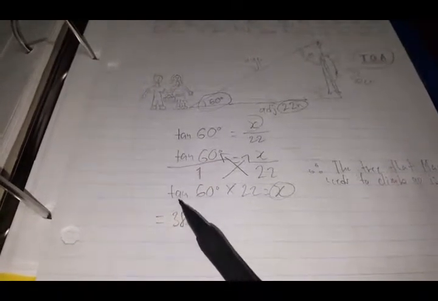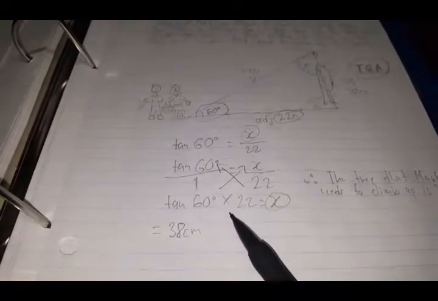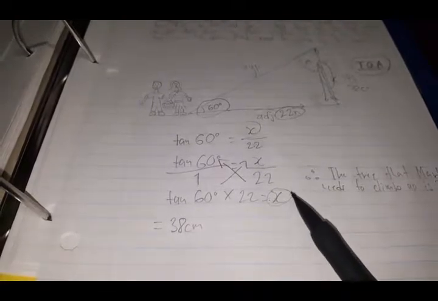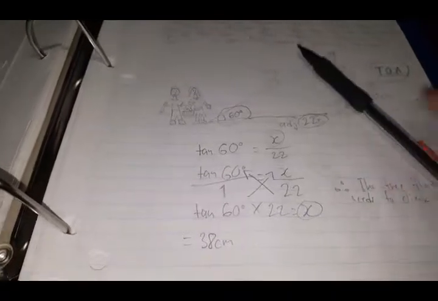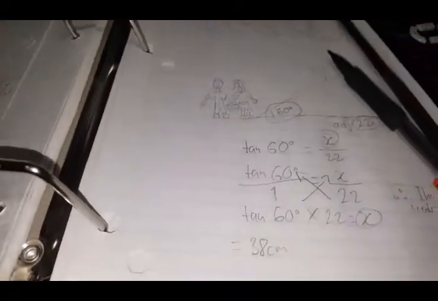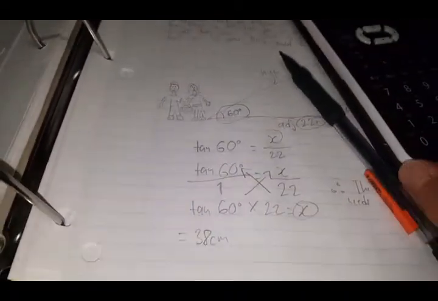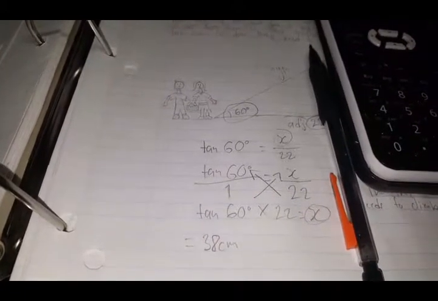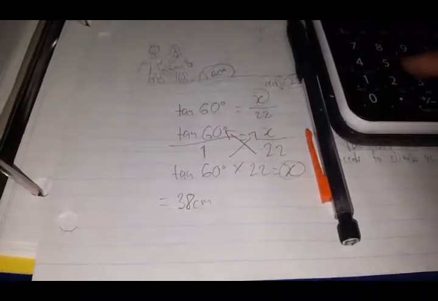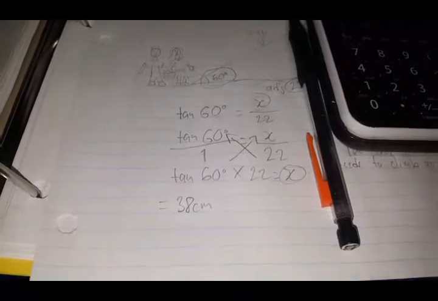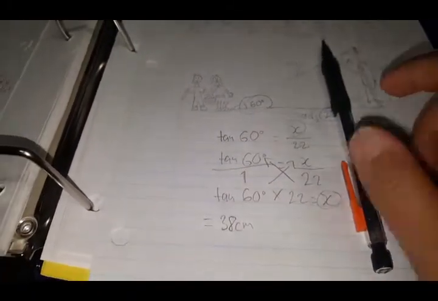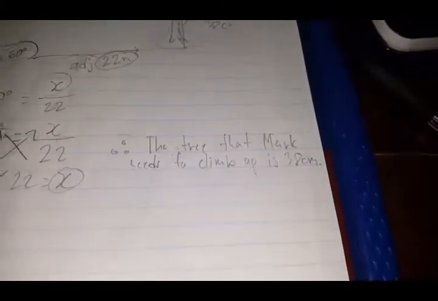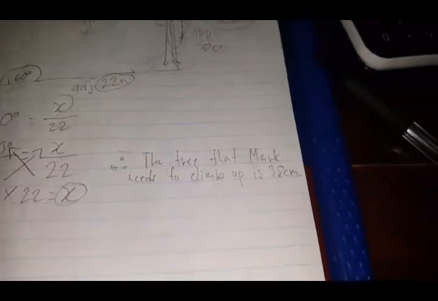For here, we had tan 60 times 22. So for here, we're just going to leave it blank since we don't know the answer. And for here, we're going to solve it like this: tan, the angle, multiply by the adjacent, 22, which is 38.1. So therefore, the tree that Mark needs to climb up is 38 meters.